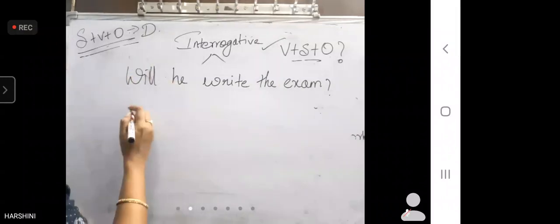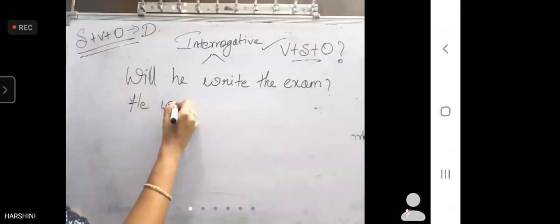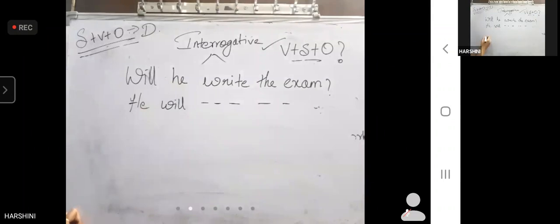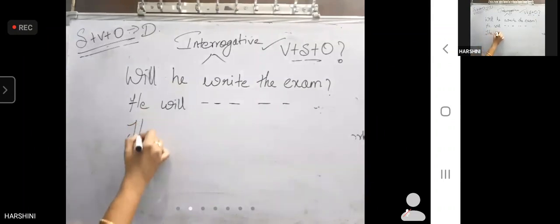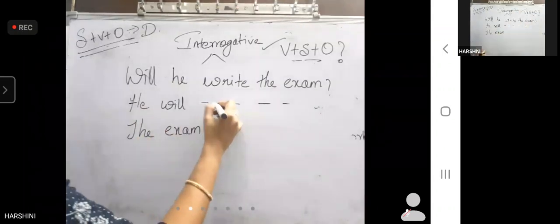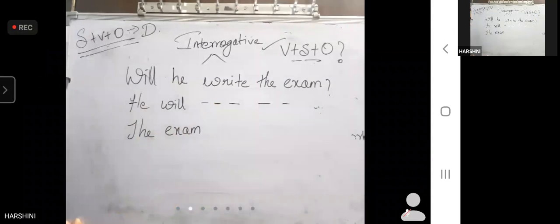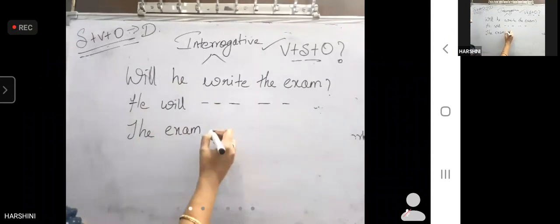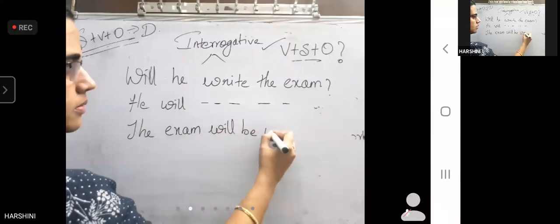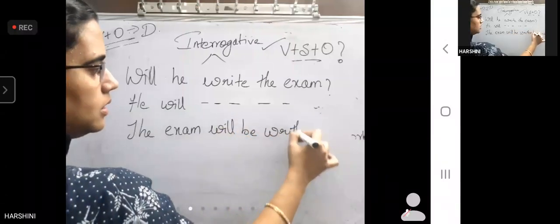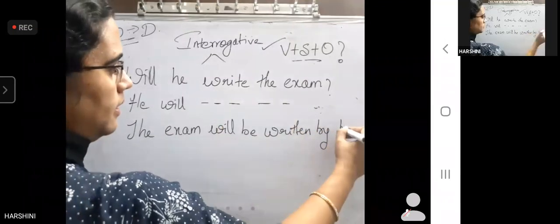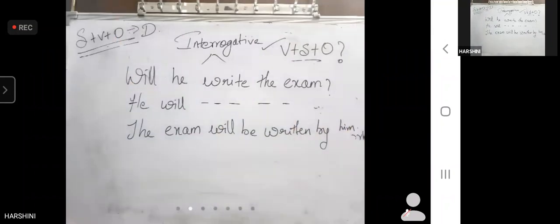He will write the exam. Full stop. Okay. Now what is the passive voice for that? The exam. He will write the exam. The exam will or shall? Will be written by him. The exam will be written by him.